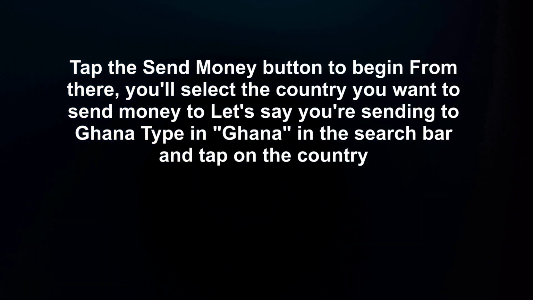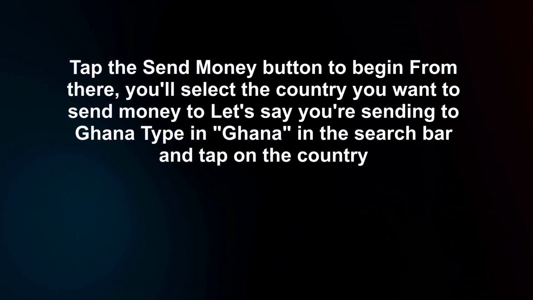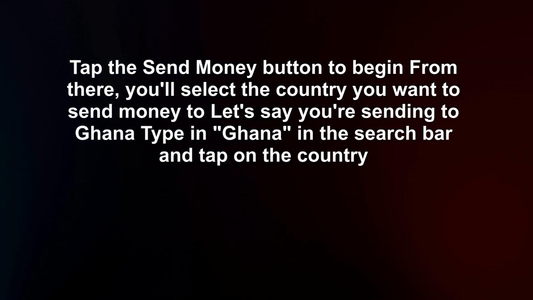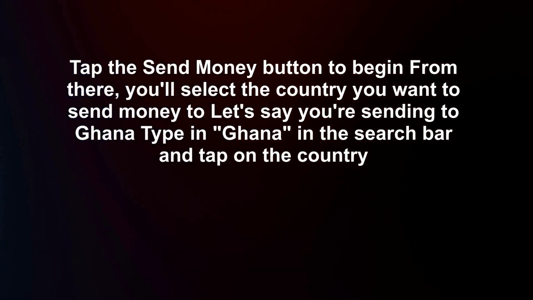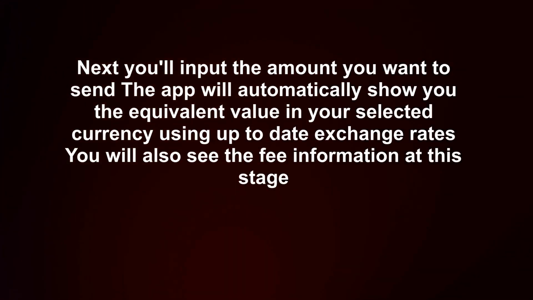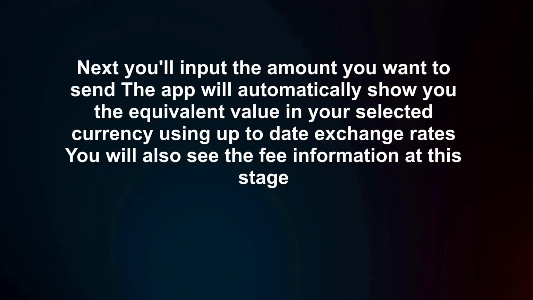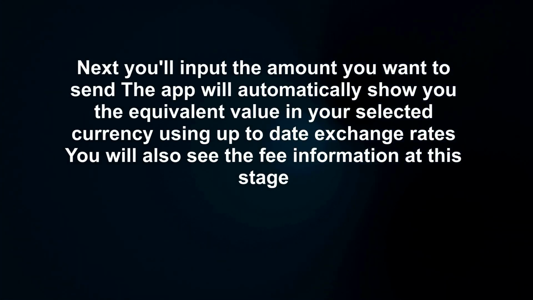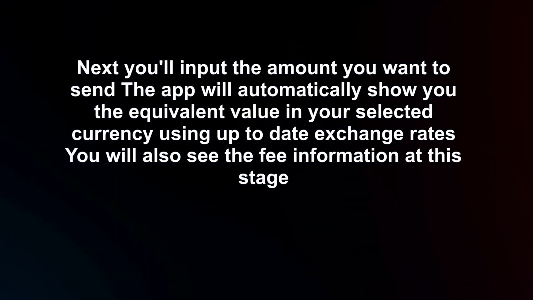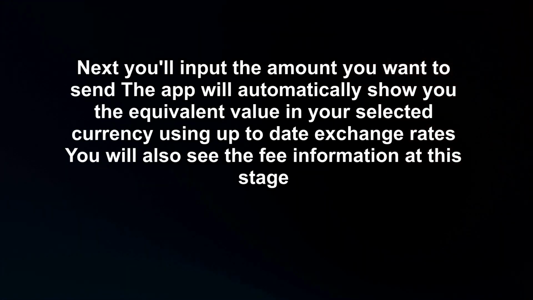From there, you'll select the country you want to send money to. Let's say you're sending to Ghana. Type in Ghana in the search bar and tap on the country. Next, you'll input the amount you want to send. The app will automatically show you the equivalent value in your selected currency using up-to-date exchange rates. You will also see the fee information at this stage.